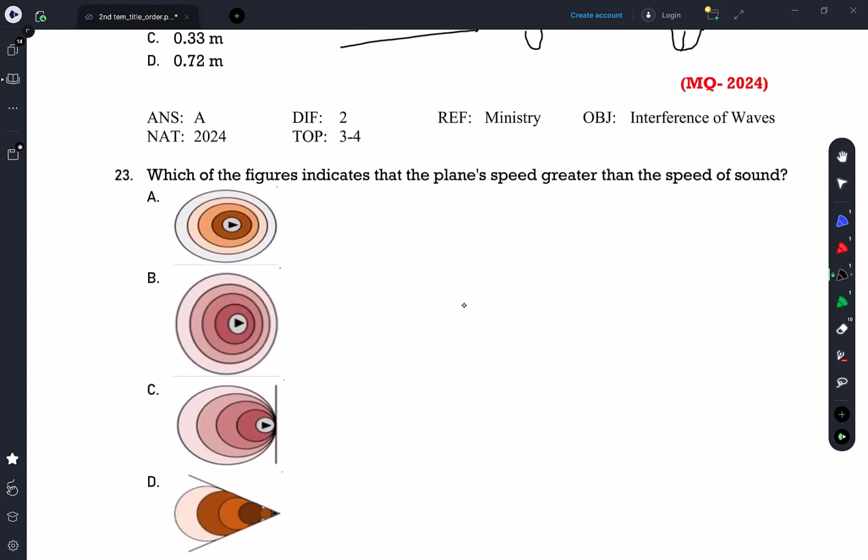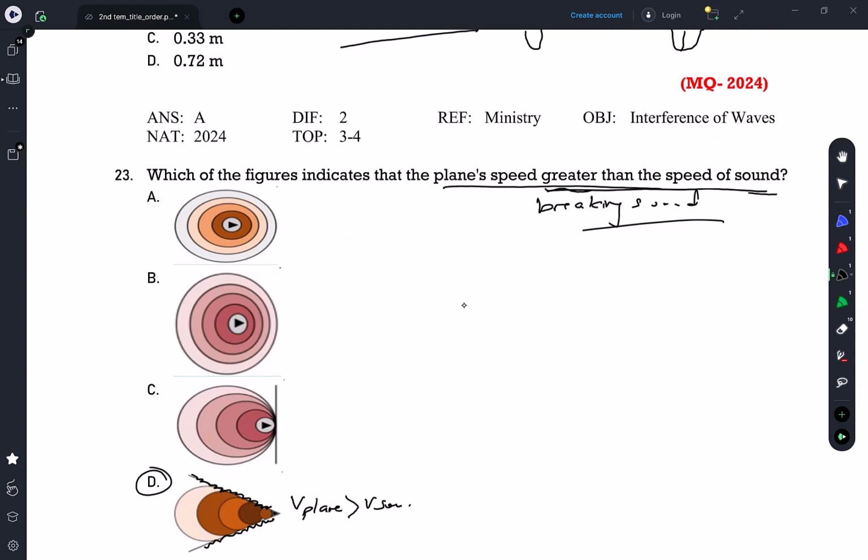Which of the figures indicates the plane's speed is greater than the speed of sound? That means breaking the sound barrier. A shockwave forms at the edge of the airplane if the speed of the airplane is greater than the speed of sound. So in here V plane is greater than V sound. In here, V plane is equal to V sound because the shockwave forms in front of the airplane. In here, and in both of them, it is less.